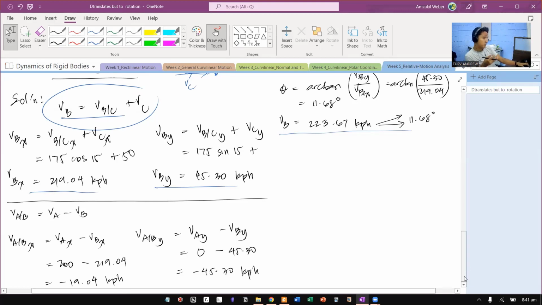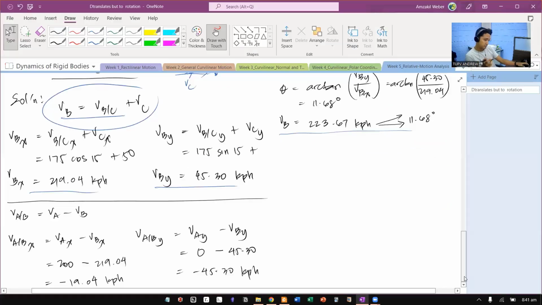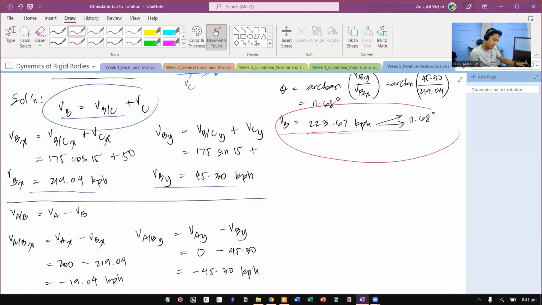Now, let's go back to the question. What is really the question? The question is the velocity of A with respect to B. When we say velocity, there are two ways you can express the answer: vector notation and scalar notation. Scalar notation has the magnitude and the direction, while vector notation gives the components in terms of unit vectors, using i, j, k.